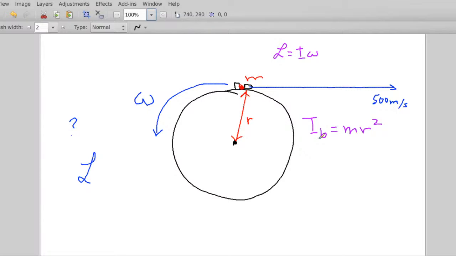Then you say, what about the angular velocity of the bullet? It's going in a straight line. So how in the world can you relate the velocity, which is a linear quantity, to omega, which is an angular quantity? In fact, it's a tangential velocity because the bullet goes off tangentially. How are you going to relate that to an angular quantity?